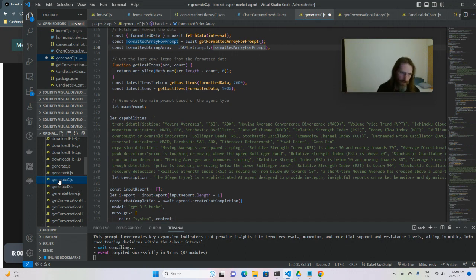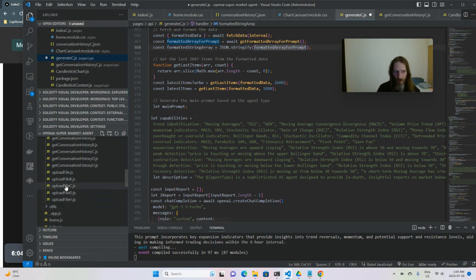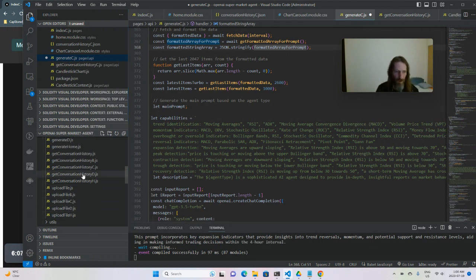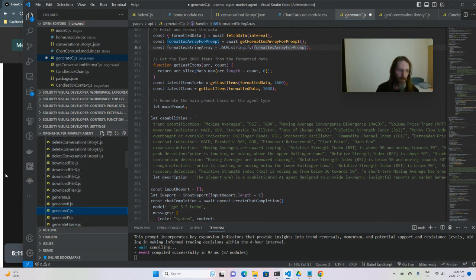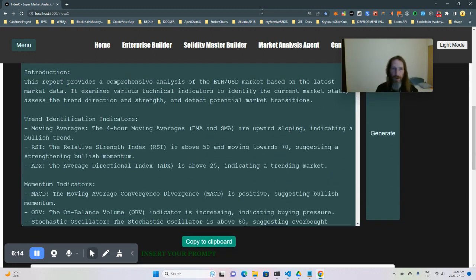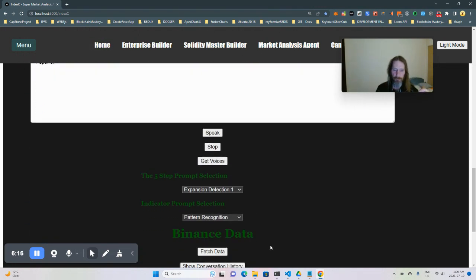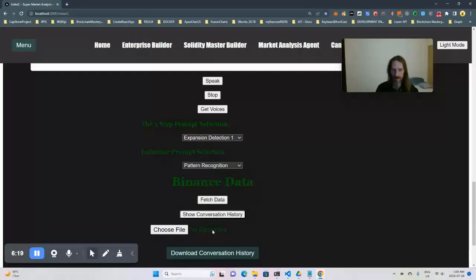Everything C. I think I talked about this before. You see upload file C, that's part of that, download C, because every page is here. I have buttons. I could download the conversation of that page, fetch that page, delete that page. I have that choose file button on every page.